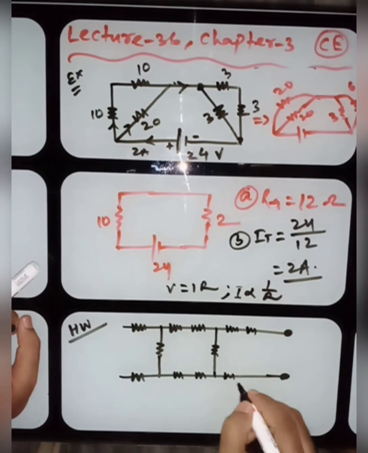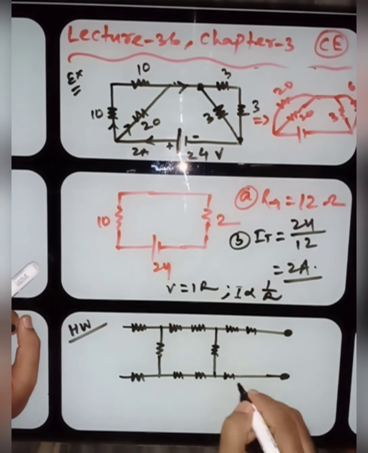Now the question, I hope, is very clear. You can see, if the battery is connected at x and y, and these are the free points. Battery is connected between x and y. You have to find the current across each resistor.